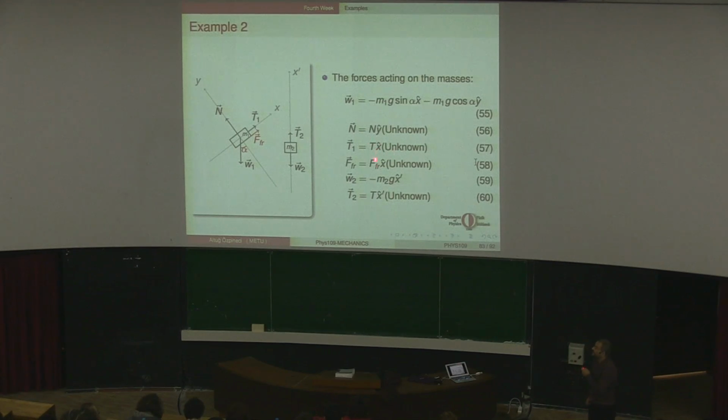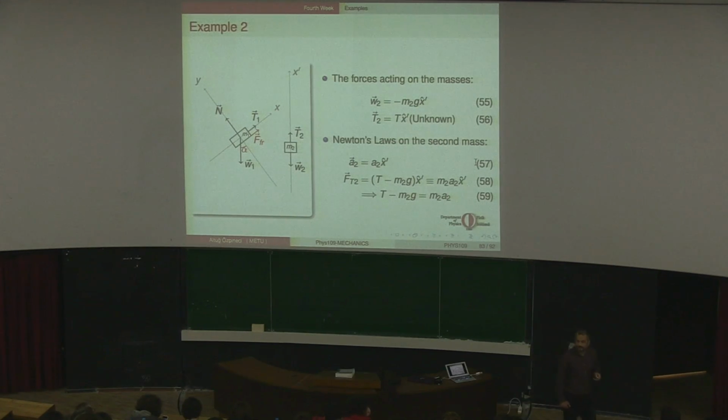Well, now we have our forces. We have 3 unknowns in the forces. We don't know T, we don't know N, we don't know the friction force at the moment. So we will need at least 3 equations to solve for these 3 unknowns.